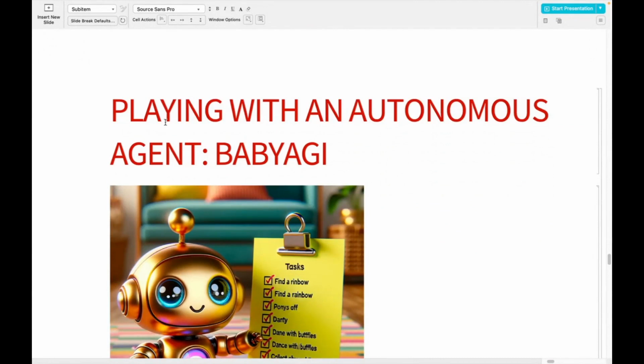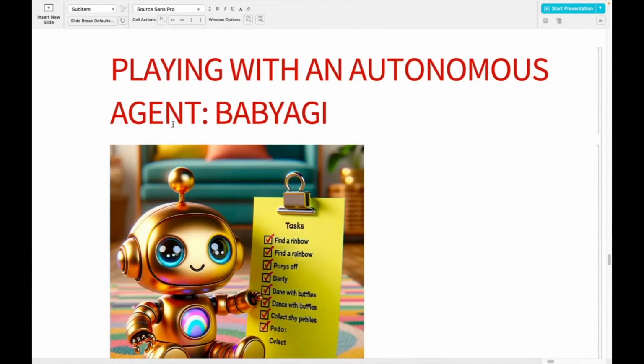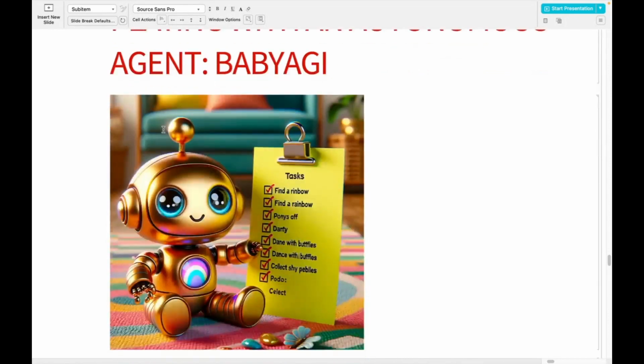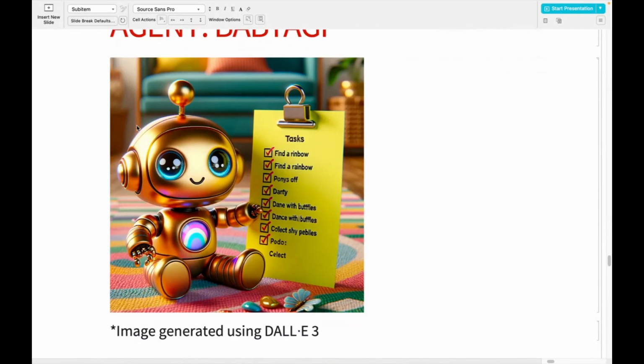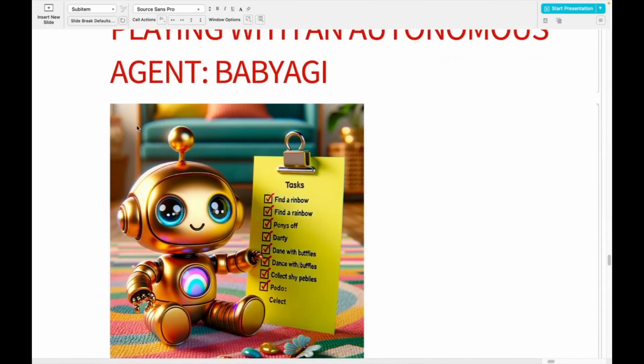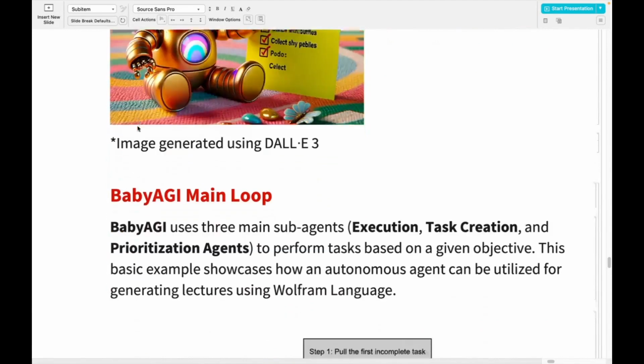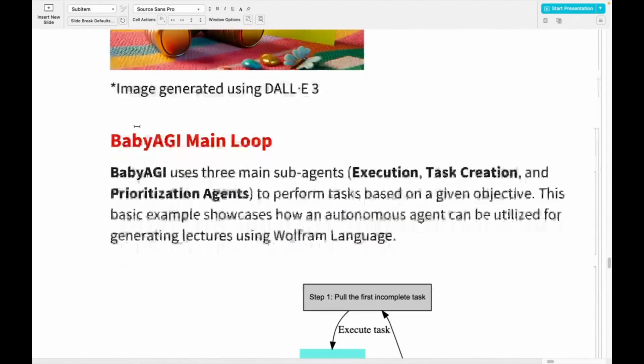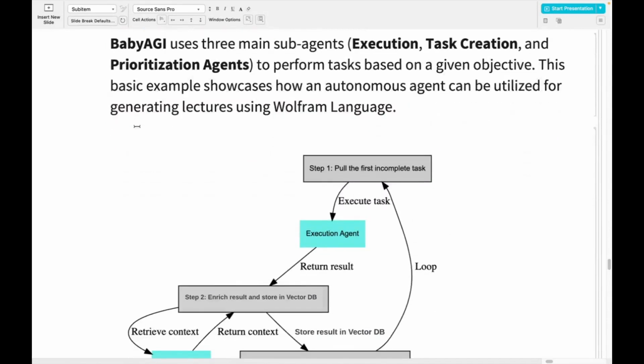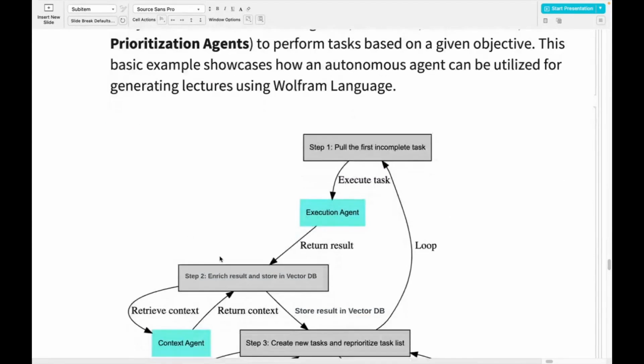I don't know how much time I have left, but the second part of my presentation is about BabyAGI, which was an autonomous agent that came out at the end of March, I think. And it was originally using ChatGPT and GPT-4 in a loop, completing tasks. So this image was generated by DALL-E 3 again.